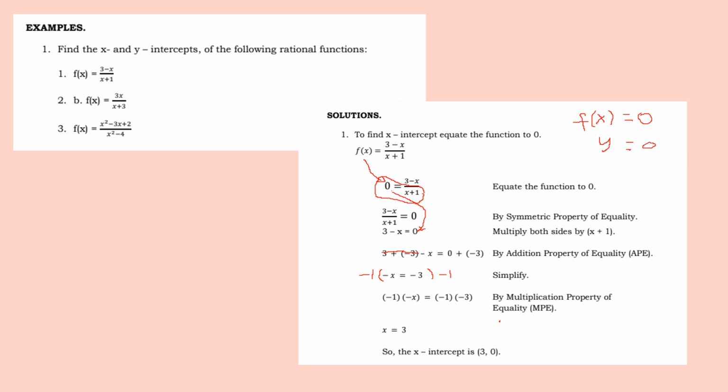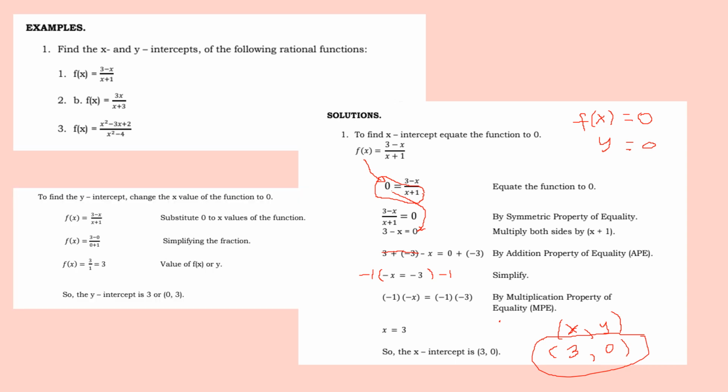When we make an ordered pair, we have the x and y. We are just going to replace the x and y with what we got in solving the x-intercept. What we got is 3 for x, and our y we set as 0, because that is the rule when getting the x-intercept. So, that is now our x-intercept. Okay, next.